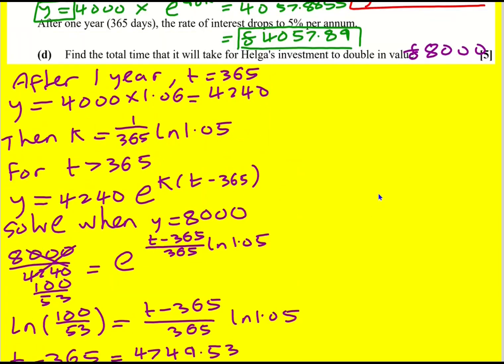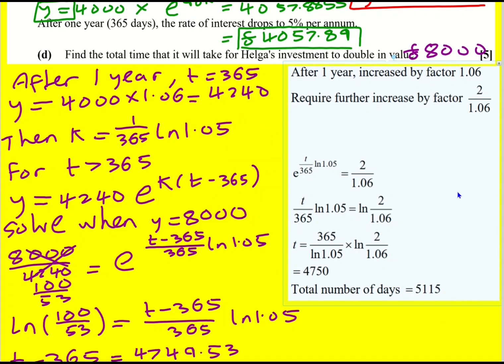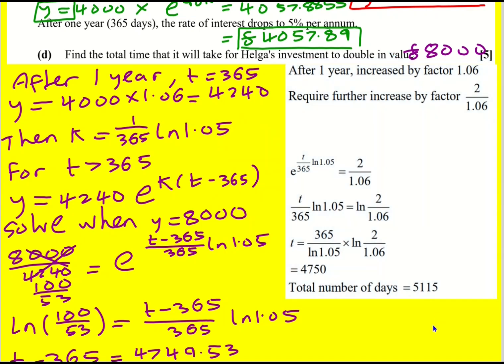Here's a slightly different approach. It's actually very similar when it comes down to it, but this is what the mark scheme does. So it says after 1 year, we've increased by a factor of 1.06. That's what I did in my calculation. I actually worked out what it was. We wanted to overall increase by a factor of 2. So we need a further increase by 2 over 1.06 from then on.